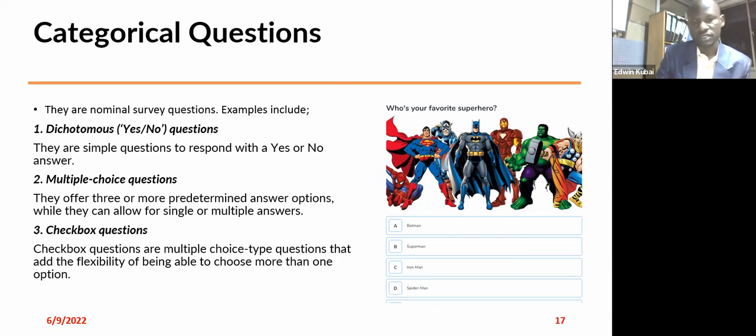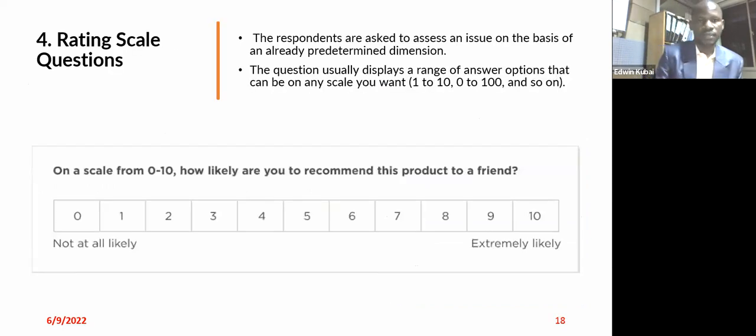Checkboxes are multiple choice type questions, and they add the flexibility of being able to choose more than one option. And you can do them online, because nowadays we have so many software tools that can be used to generate categorical questions that are very significant for respondents. So with checkboxes, you can develop questions where the respondents can select more than one choice if they wish.